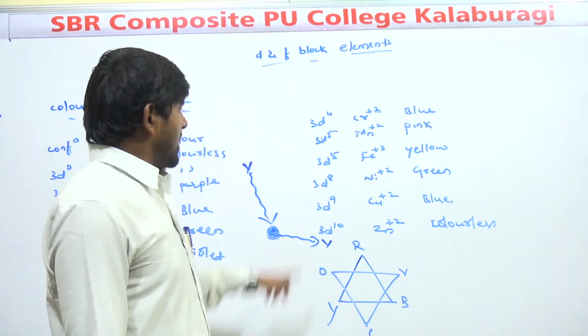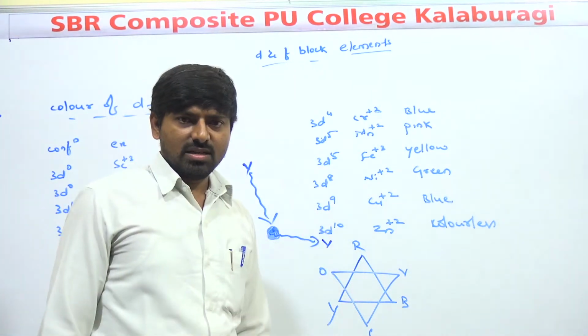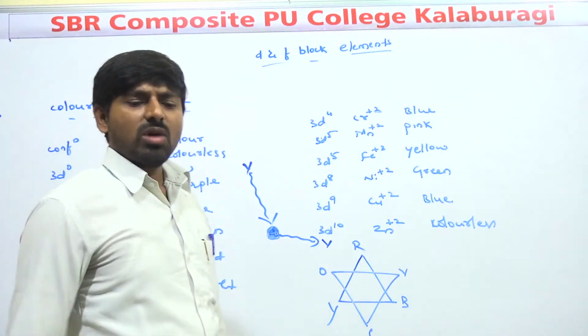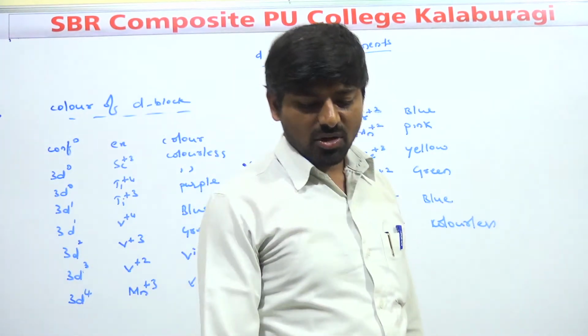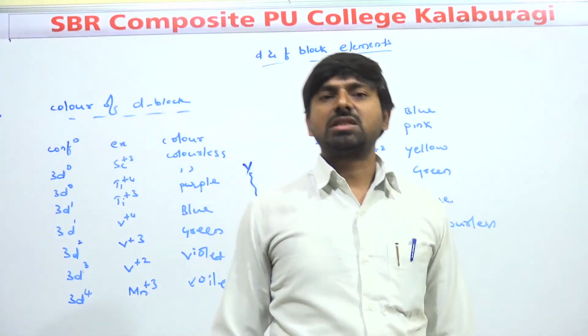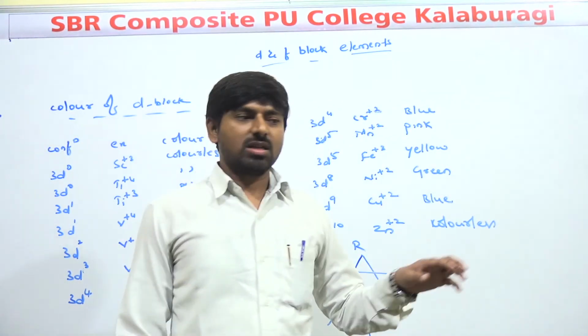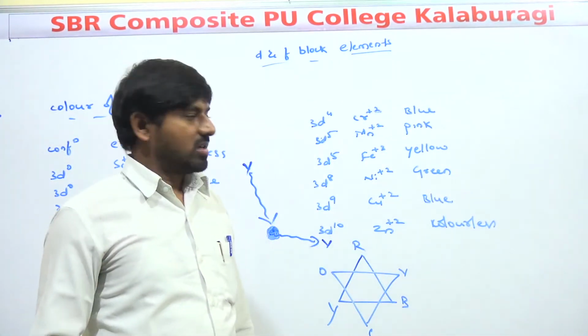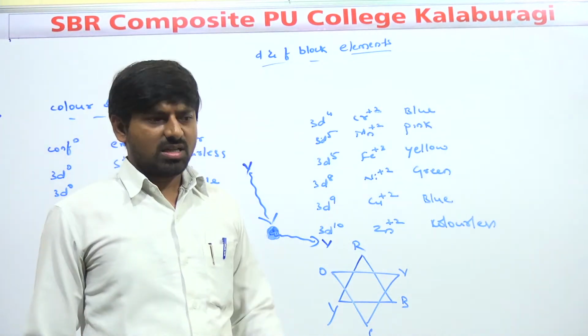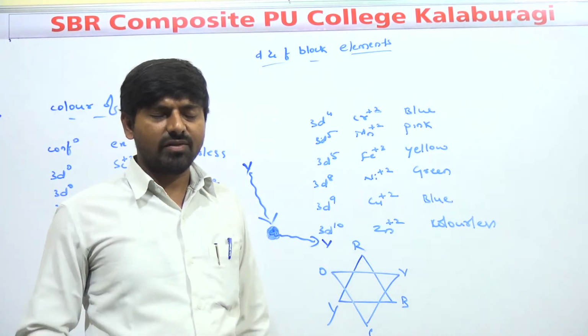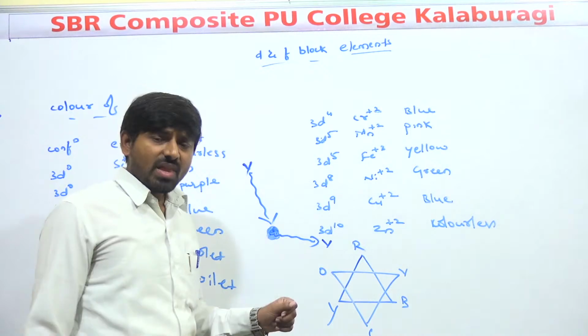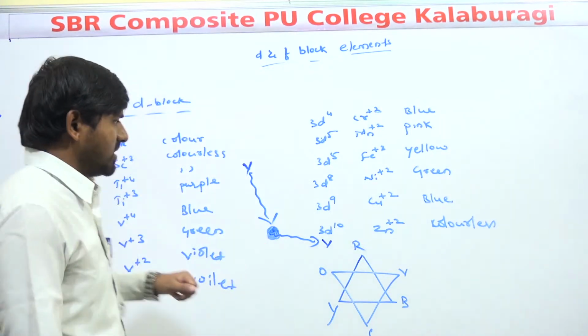Now, to explain this color part, we are given one more theory in the chapter coordination compounds, by the name crystal field theory. With the help of that theory, we can predict the color of the chemical also. That I will explain a little bit. We'll go into detail when we get to that chapter. Now, before that, you must understand one thing.